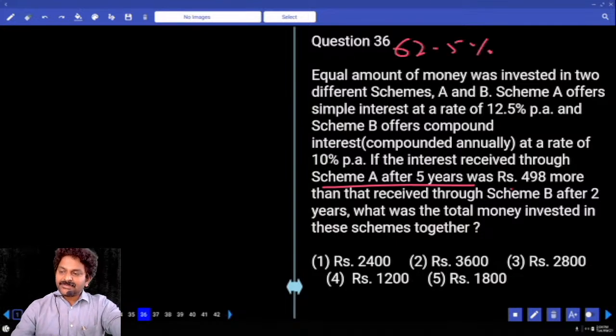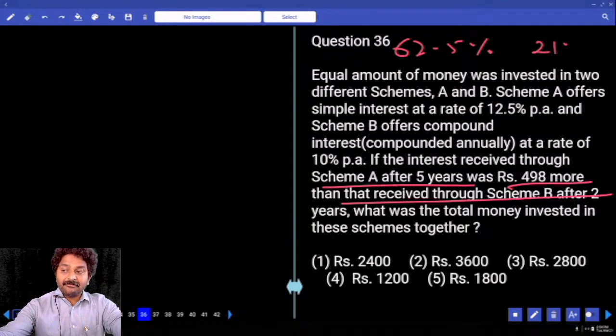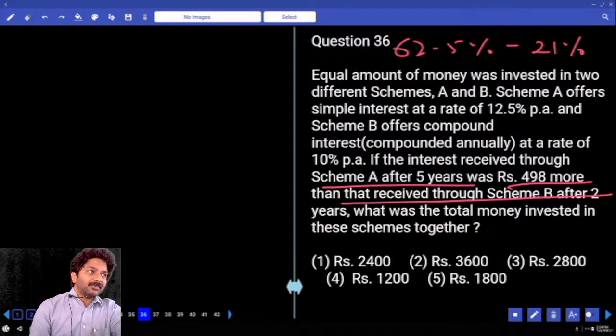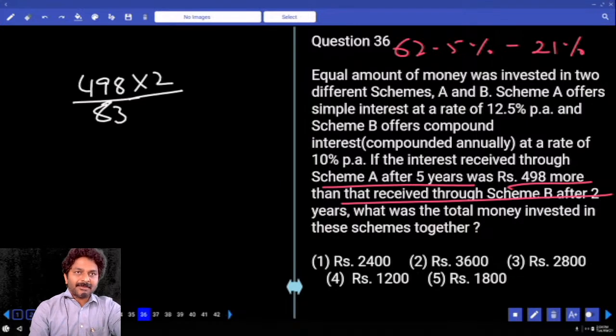62.5%. Was 498 more than that received through scheme B after 2 years. Scheme B, 10% compound interest, 2 years interest, 21%. 498 is the difference only. How much is the difference? 41.5. Can I write it as 83 by 2? 83 by 2. 1% value is 498 by 83 by 2.